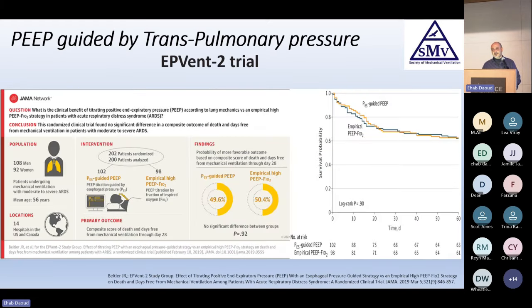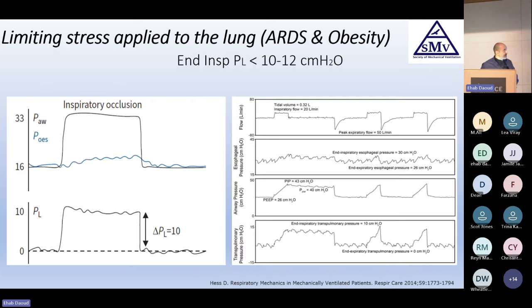Unfortunately, like anything in critical care, I can show you one study improving mortality, and the other one doesn't. The EPVENT 2 trial was a bigger trial, 100 patients in each arm. They did the same thing compared with the PEEP-FiO2 table, and you can see there is no change in mortality. So if I put in an esophageal balloon and try to do this, somebody can come and tell me, well, why are you doing this? You can just set it according to the PEEP-FiO2 table because whatever you're doing does not improve mortality. I'm sure there will be an EPVENT third trial, who knows what it's going to show. But just to be honest about the evidence.